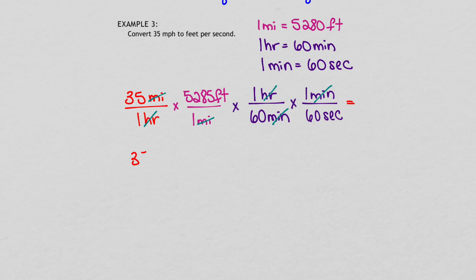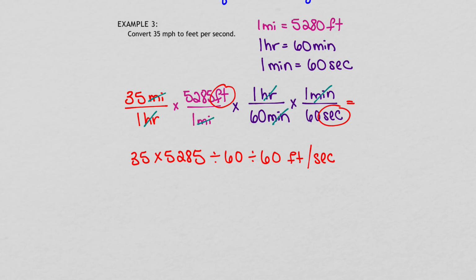So we'll take 35, multiply by 5,280, and then since the 60's are on the bottom, we'll divide by 60 and divide by 60. This will give us our feet per second. You can see there's feet, there's our seconds. We get 51.33 feet per second. And to say per, we just make a little forward slash, a division bar.